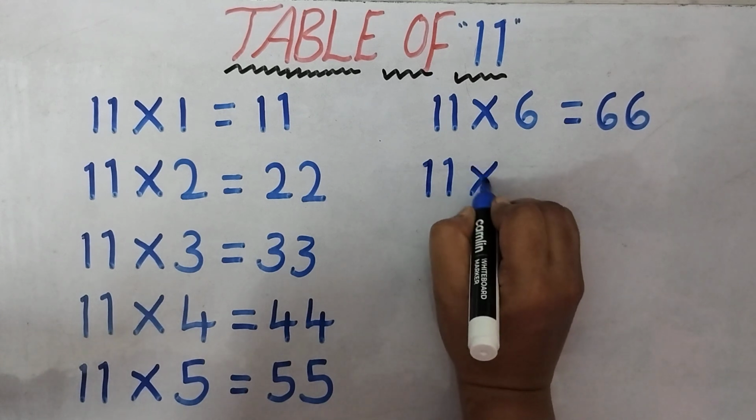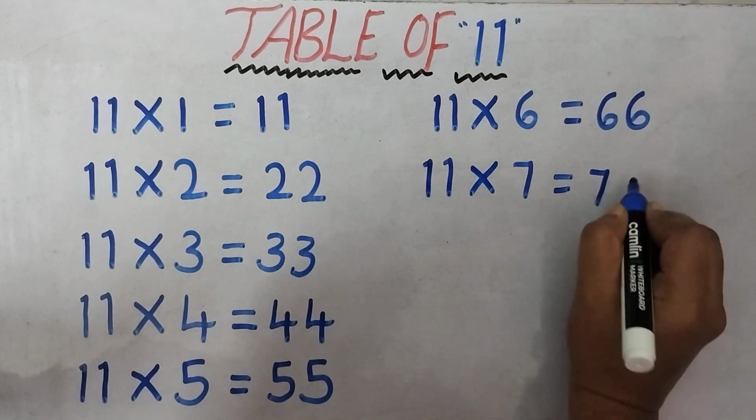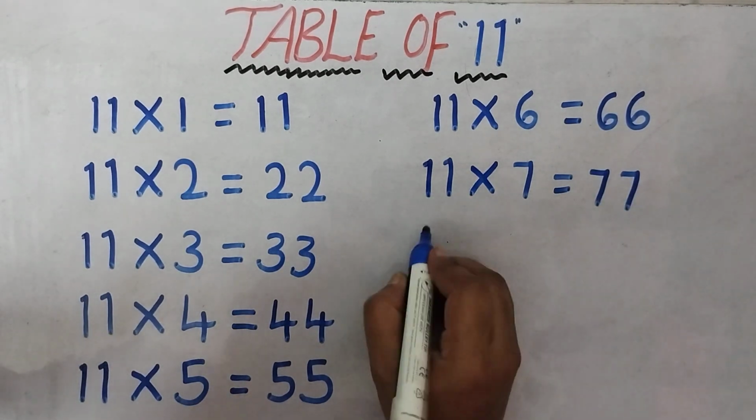11 into 7, that is equal to 77. So 11 sevens are 77.